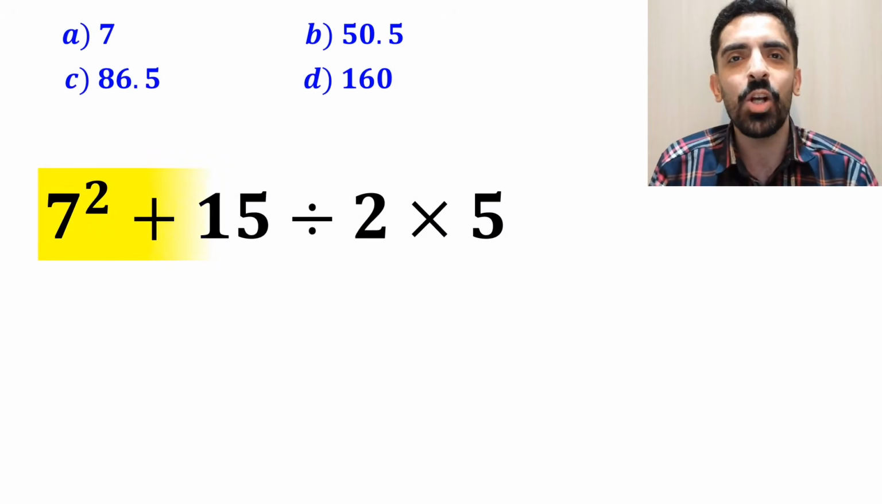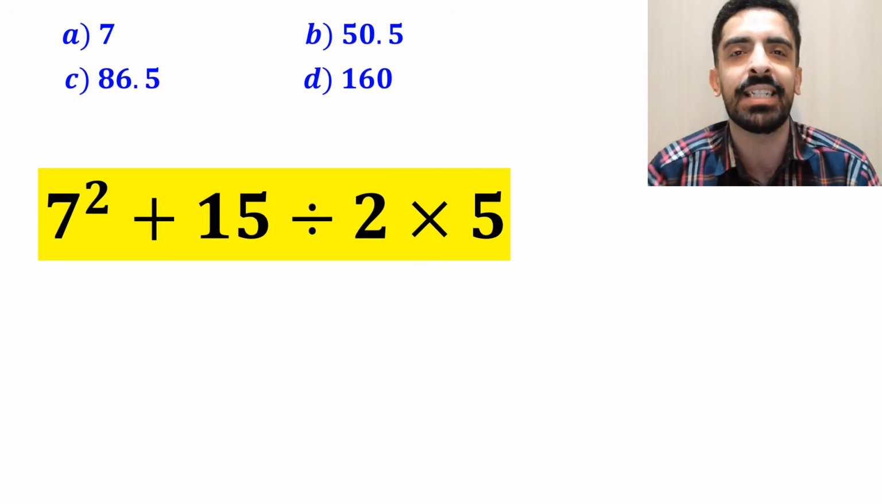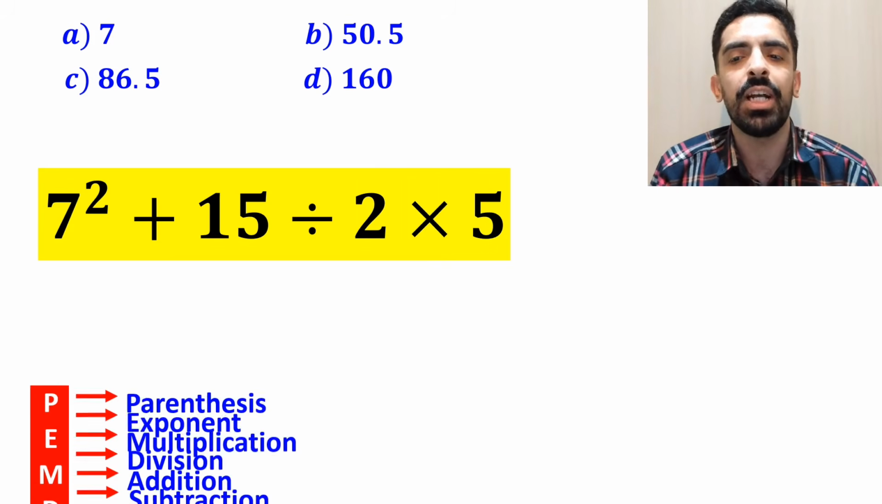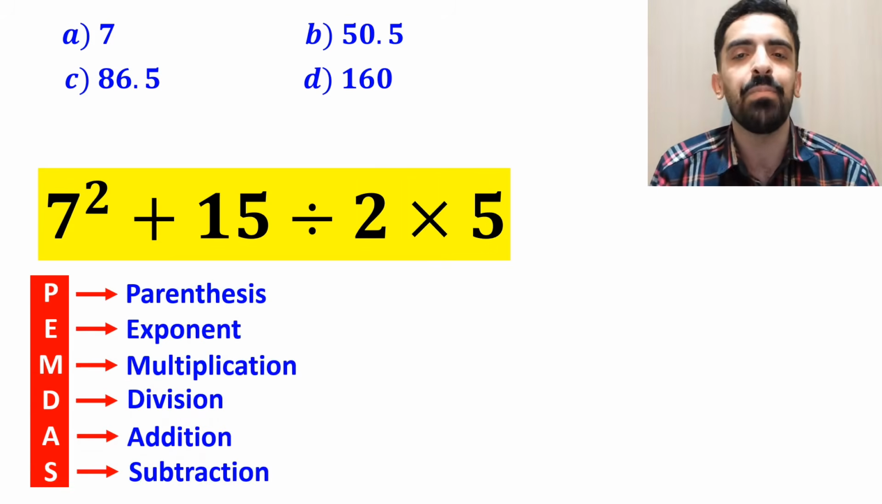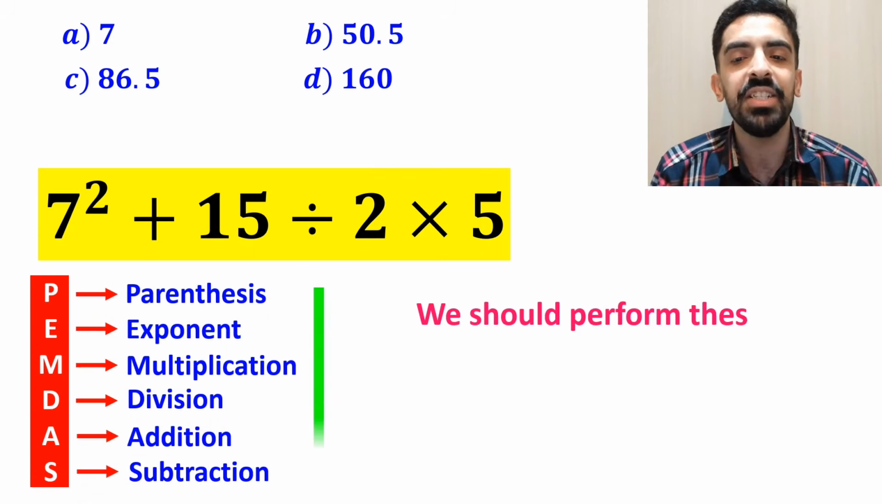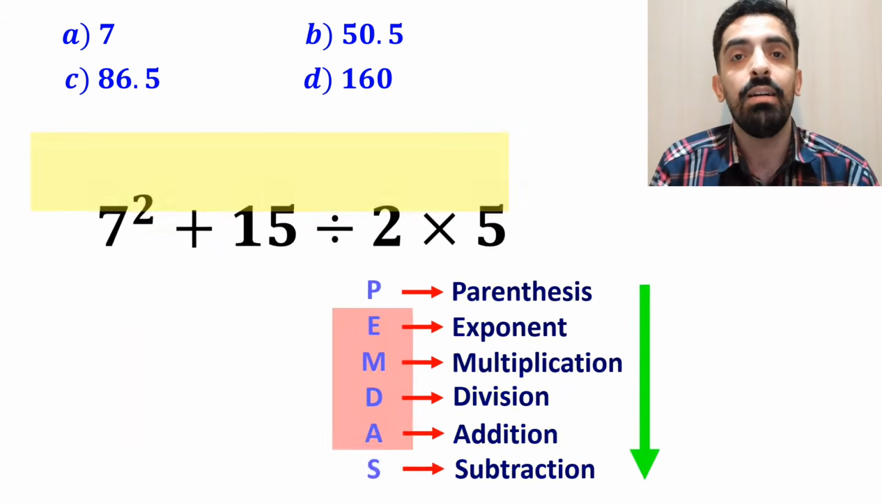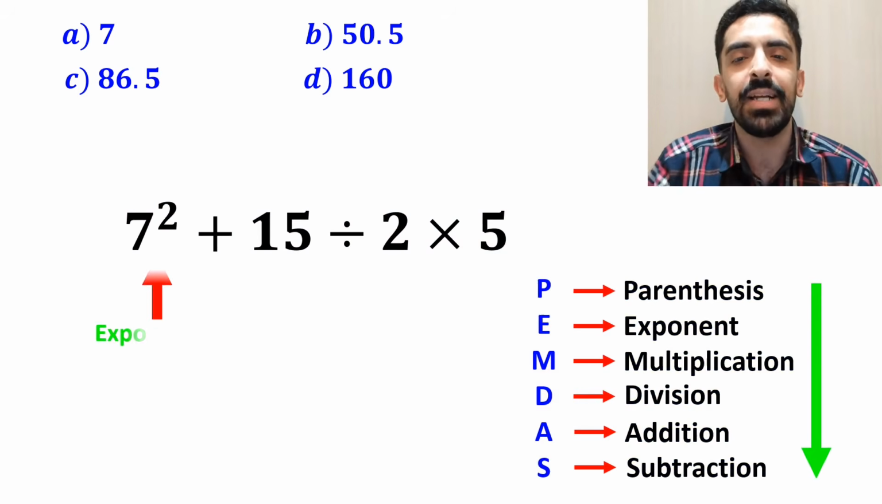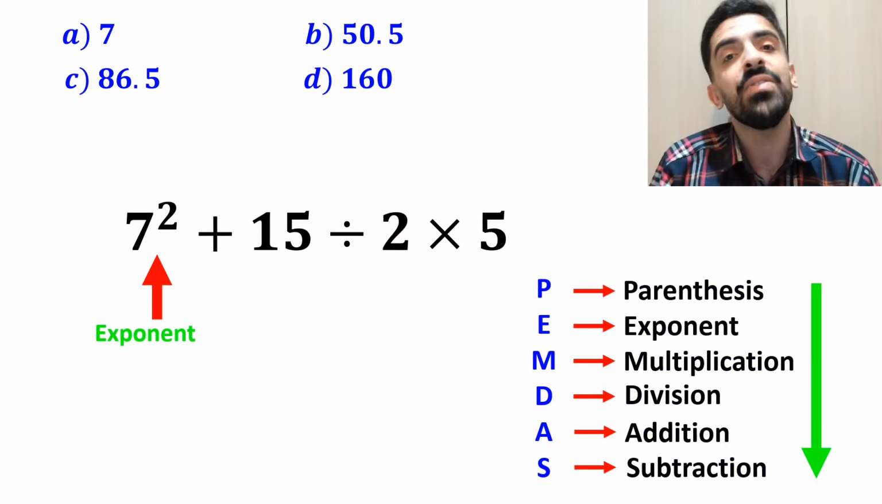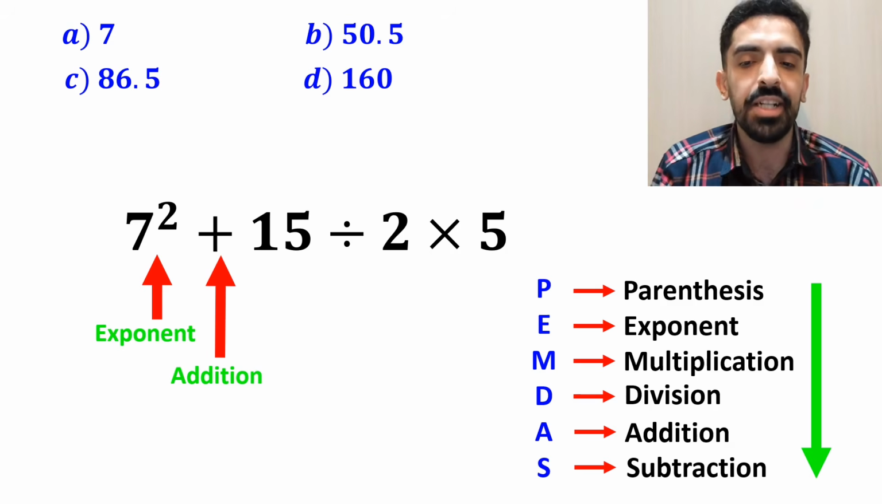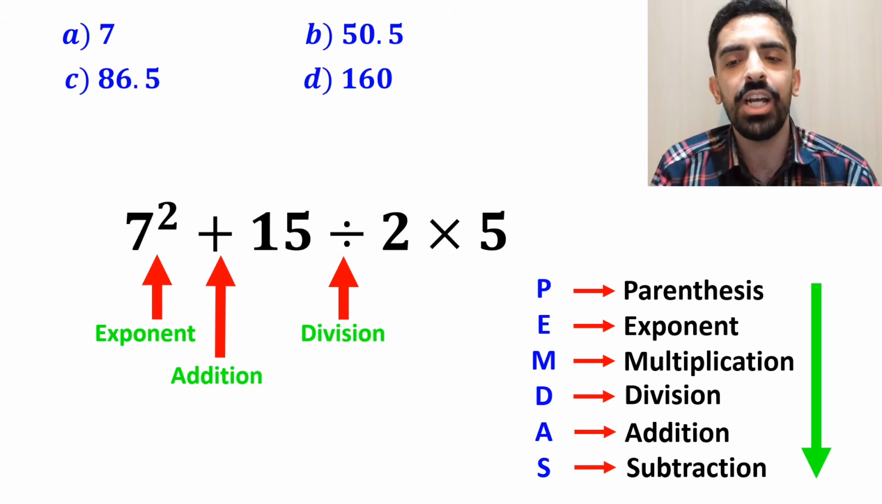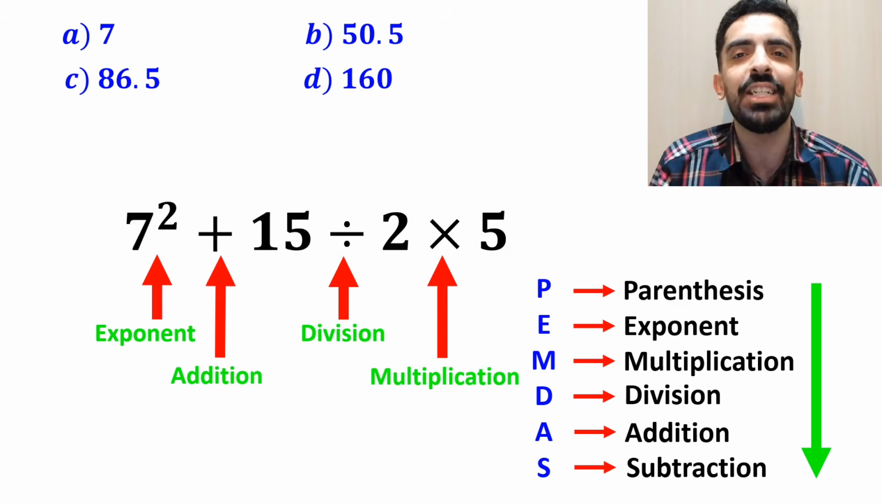Alright, now let me show you how to solve this expression correctly. To solve this question, we must follow a rule that is called PEMDAS. We should perform these operations exactly in order from top to bottom step by step. Alright, as you can see in the image, in this expression, first we have an exponent, then an addition sign, followed by a division, and finally a multiplication.